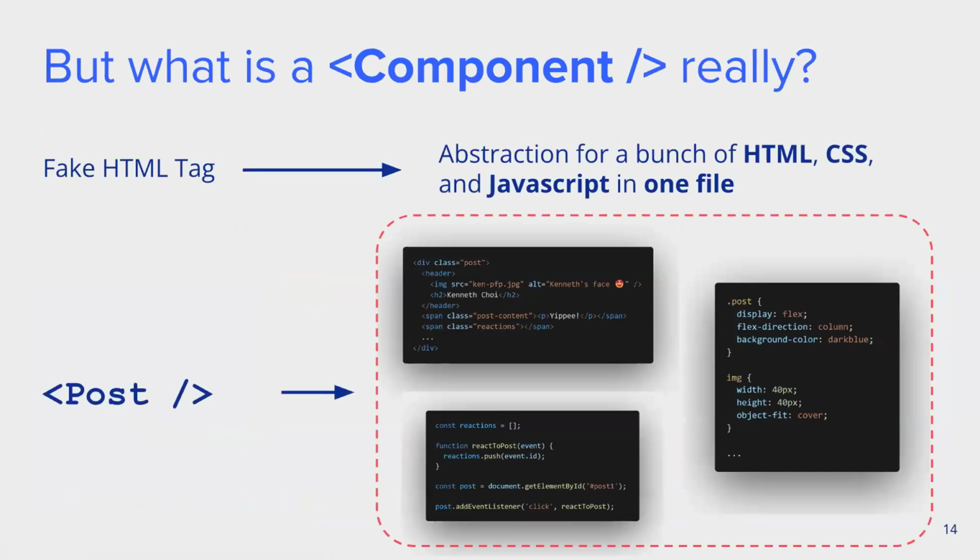So what is a component really? A component, again, as I mentioned earlier, of these fake HTML tags, what that really means is it's an abstraction for a bunch of HTML, CSS, and JavaScript all in one file. So for example, a post component can represent a bunch of HTML, CSS, and JavaScript all bundled together in one abstraction.